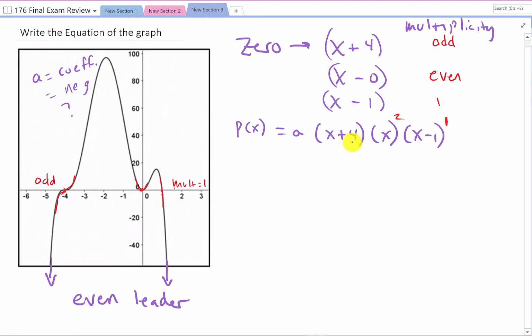And the same is true with x plus 4. That one has to be odd, like 3, 5, 7, 9. Let's use the smallest possible power that we can come up with just to keep our polynomial as simple as possible. So we had to account for the degree of all of our linear factors. The polynomial is almost done. There is only one last thing to figure out.